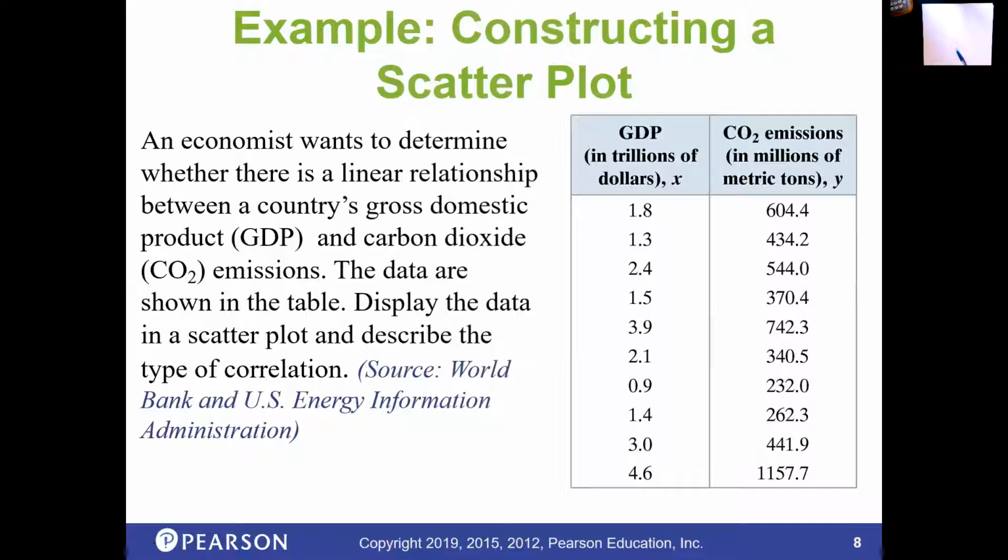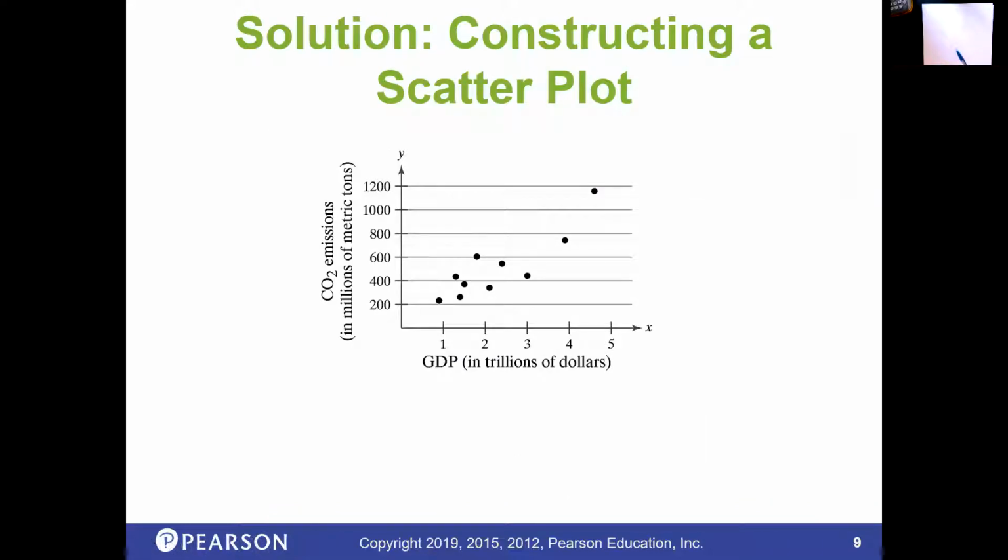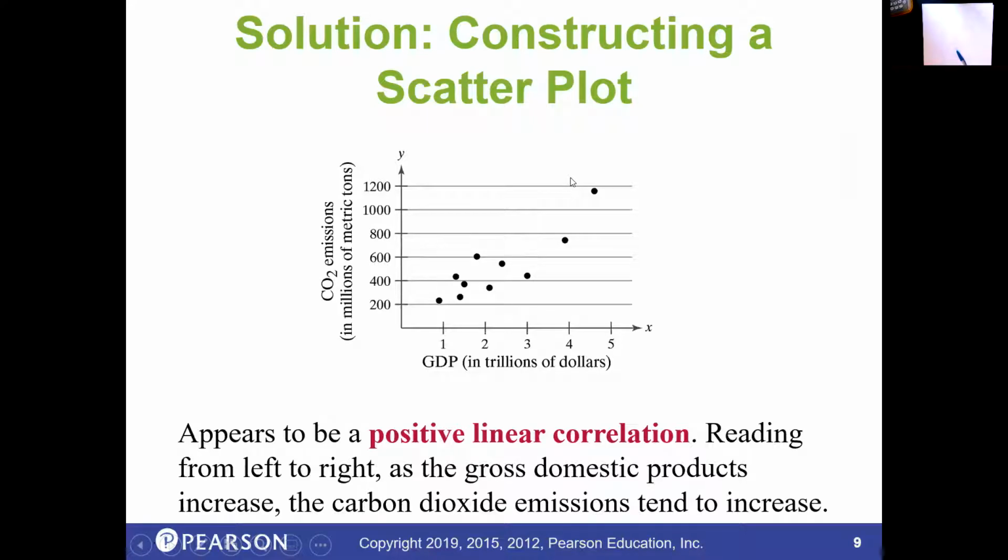So let's look at this example. We're talking about the GDP of a nation and the CO2 emissions, and we want to see if there's some kind of linear relationship between these two things. If we plot the data points, there appears to be some kind of linear relationship. It appears to be increasing. Now, it's not perfect. To determine if this is truly linear, we'd probably get some more data points to make sure that it does form a straight line. So we call this positive linear correlation.